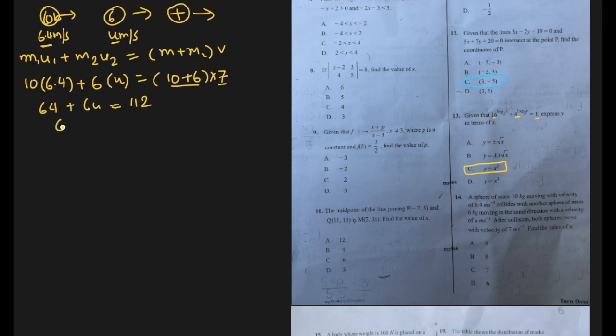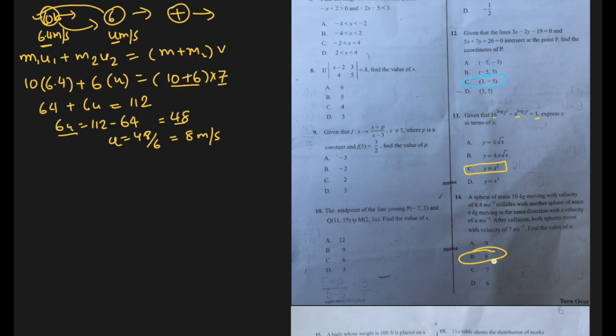Okay, so 6u is 112 minus 64, which is how much? 48. 6u equal to 48. So u will be 48 divided by 6, which is 8 meters per second. That means their positions are different. This will be here and this body will be here, then only it can collide. 8 is the answer.